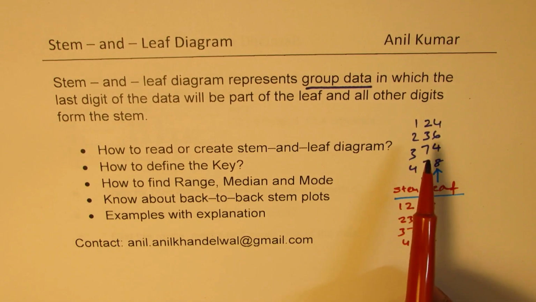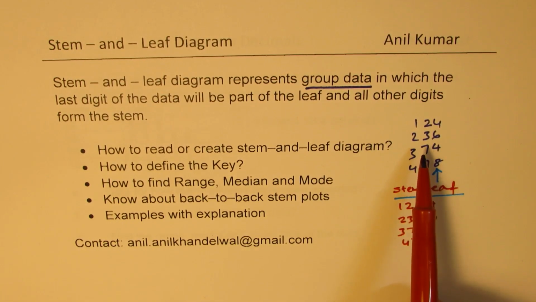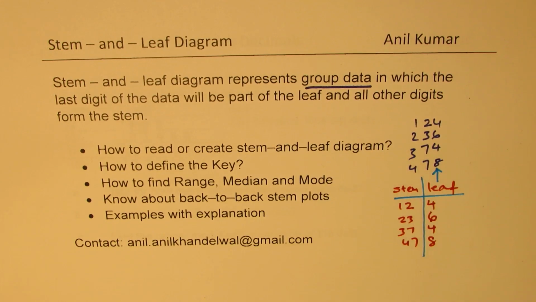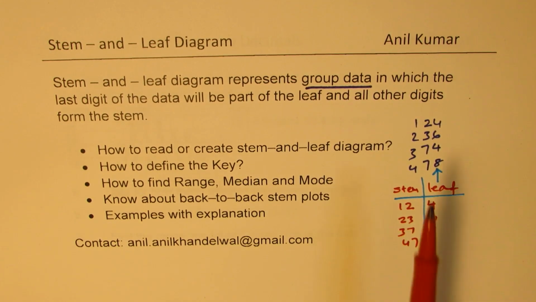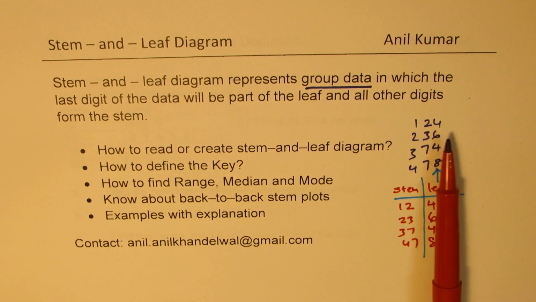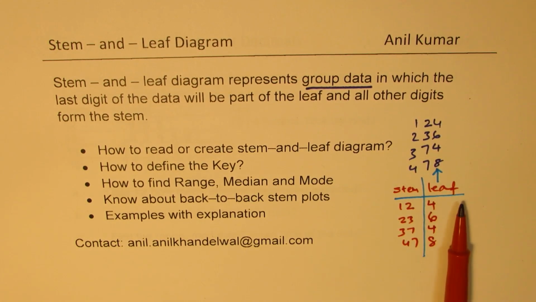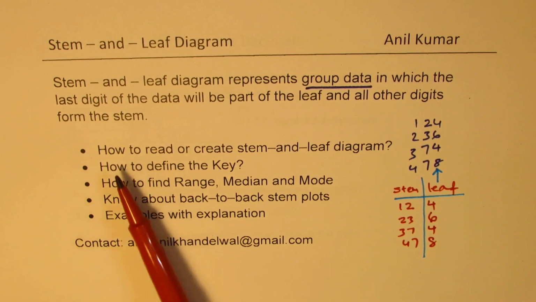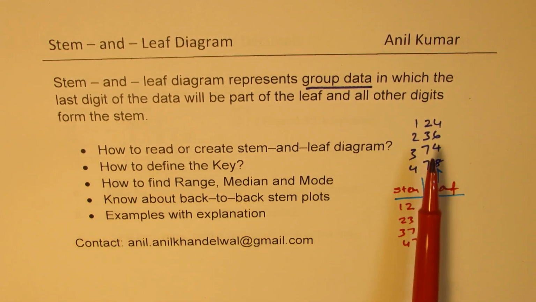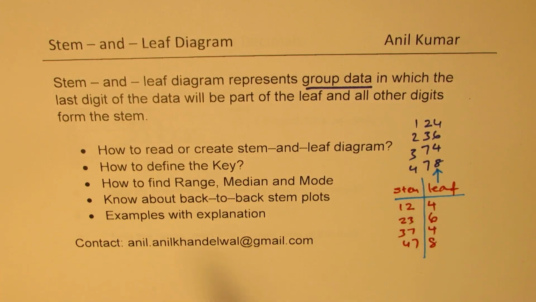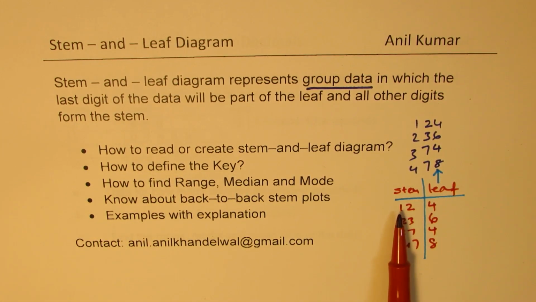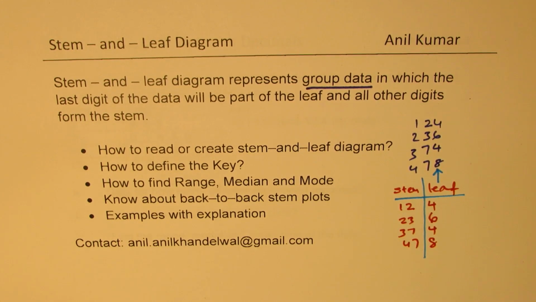Now this is not a good example at all, but it gives you an idea. What are we trying to do? We are trying to split the number so that the last digit is written as a part of the leaf. Now, since it has been written like this, it is easy to read. You can say this data was 124, but wait here. How do we know exactly it was 124?